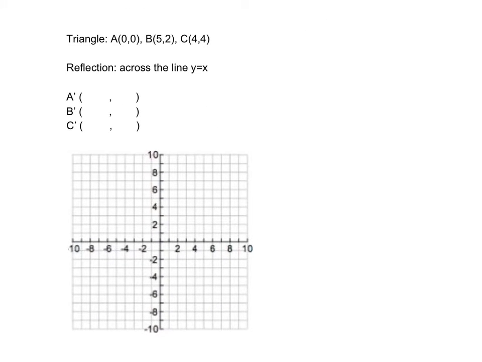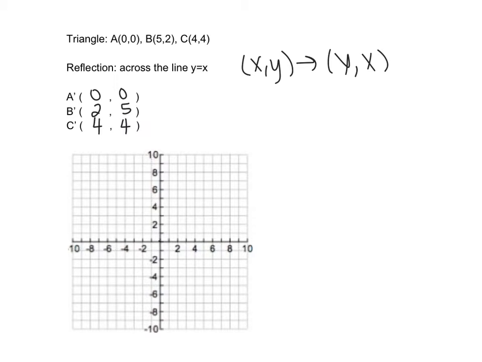So next we have triangle ABC, and we're reflecting it across the line y equals x. So the rule for the line y equals x is that (x, y), you switch x and y, so it becomes (y, x). So my point A prime is still going to be at 0, 0, B prime is going to be at 2, 5, and C prime is going to stay at 4, 4, because when I switch x and y, I get the same point.